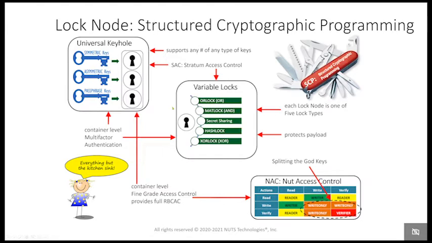Now we have this other layer of access control called the stratum access control, which works with universal keyholes and the variable locks of multiple lock nodes. So it really comes into play when you have more than one lock node strung up together. The last layer is what we call our fine-grained access control, which provides role-based cryptographic access control at this fine granularity where we can do insider threat protection by using this verify only capability. And this is all done with cryptographic keys. And this is very, very unique.